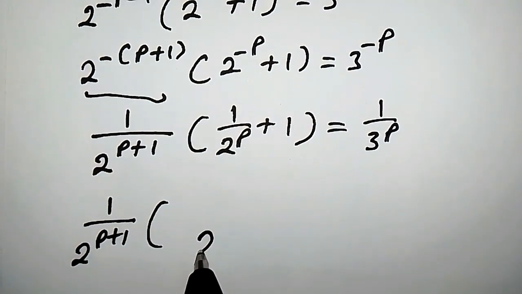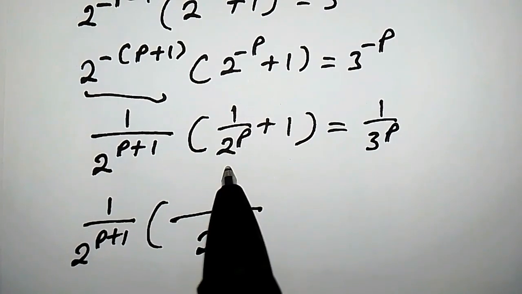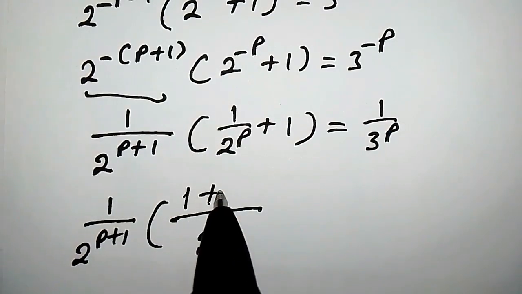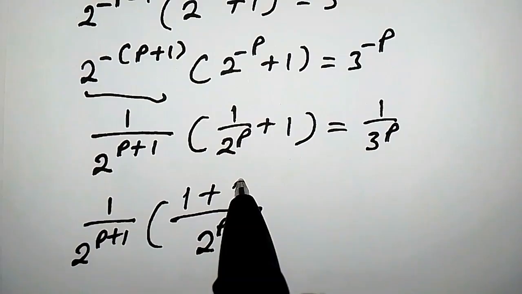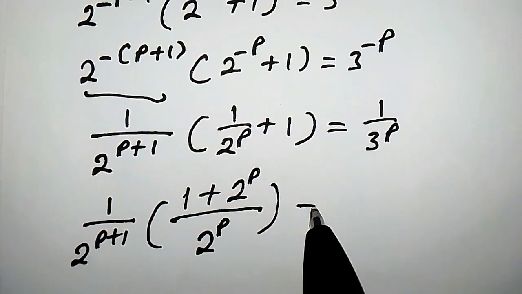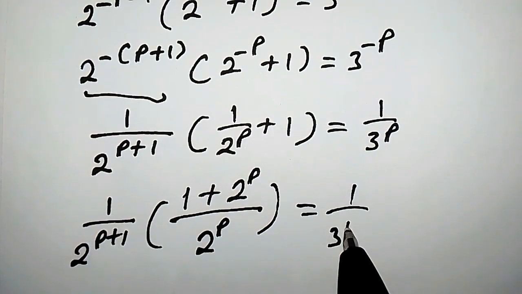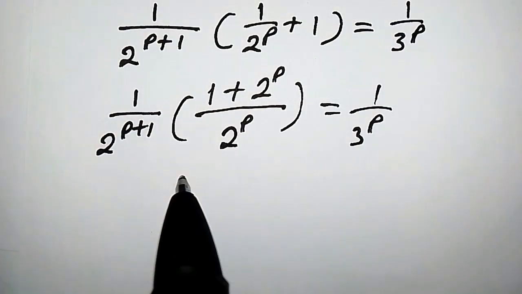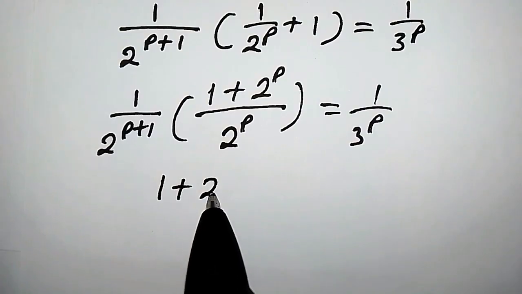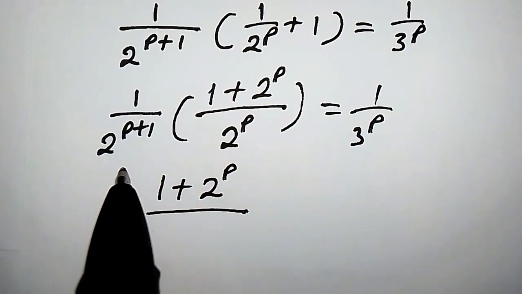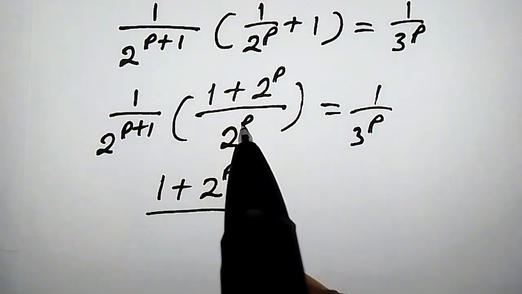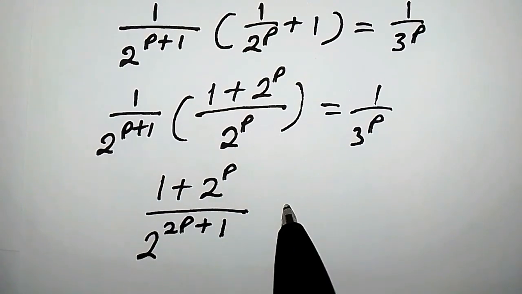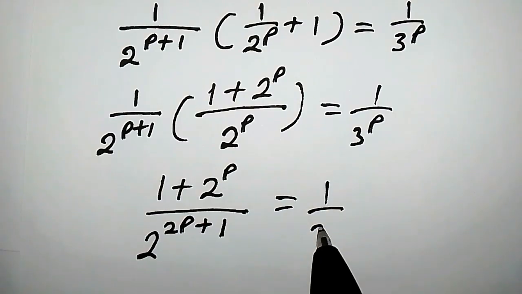So we have 1 divided by 2 raised to p, plus 1, times, the LCM here is 2 raised to p, so that will be 2 raised to p over 2 raised to p divided by 2 raised to p, that is 1. 1 times 1, we have 1 plus 2 raised to p times 1, that is simply 2 raised to p, equal to 1 divided by 3 raised to p. So we have 1 plus 2 raised to p divided by 2 raised to p, times 2 raised to p, that is 2 raised to 2p plus 1, equal to 1 divided by 3 raised to p.